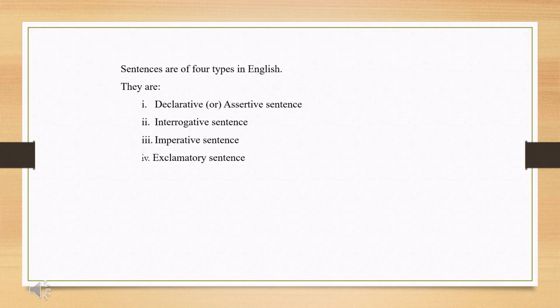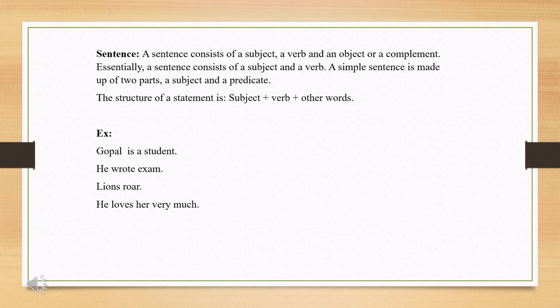There are four main types of sentences. They are declarative, interrogative, imperative, and exclamatory sentences, each with its own specific purpose. Firstly, let's know about the sentence. A sentence consists of a subject, a verb, and an object or a complement. Essentially, a sentence consists of a subject and a verb.